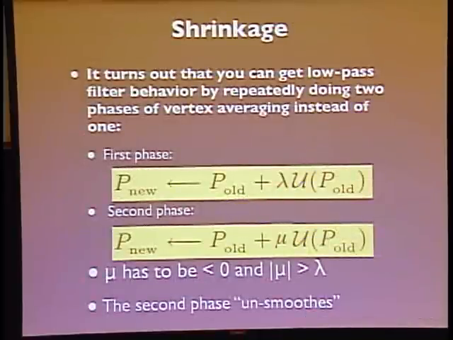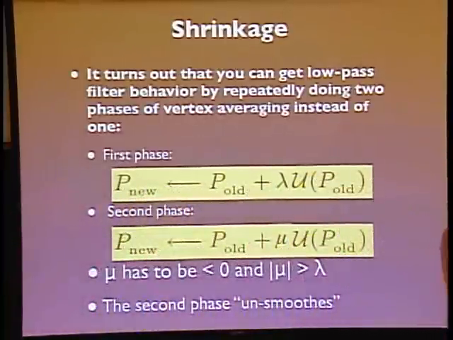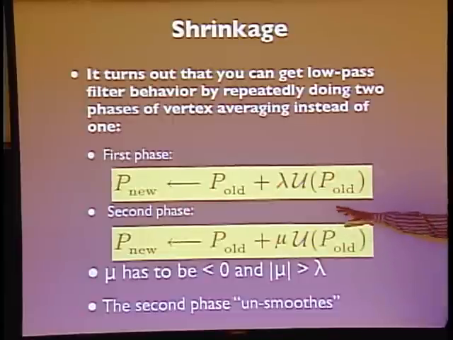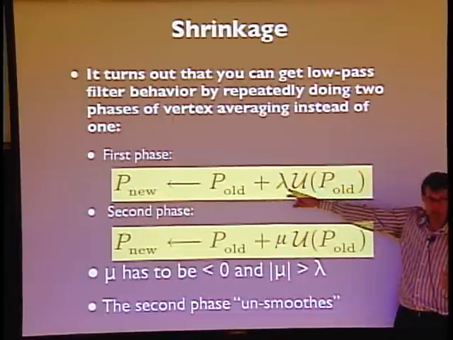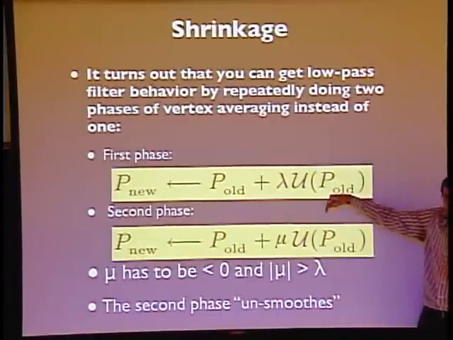Another curious, interesting mathematical fact is that you can get low pass filter behavior by repeatedly doing two phases of this averaging operation, or this Gaussian smoothing operation, instead of one. And in fact, the way it works is that the first phase does traditional vertex averaging the way we've been talking about, and the second phase partially undoes that averaging. So here, lambda is greater than 0 and less than 1, which is to say you move the points in the direction of smoothness.